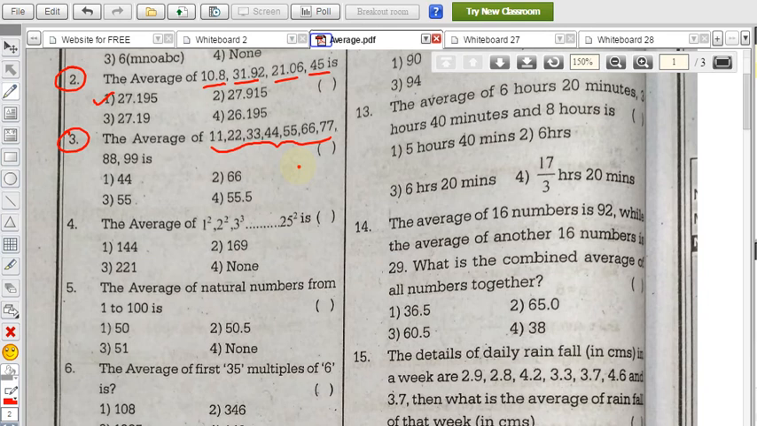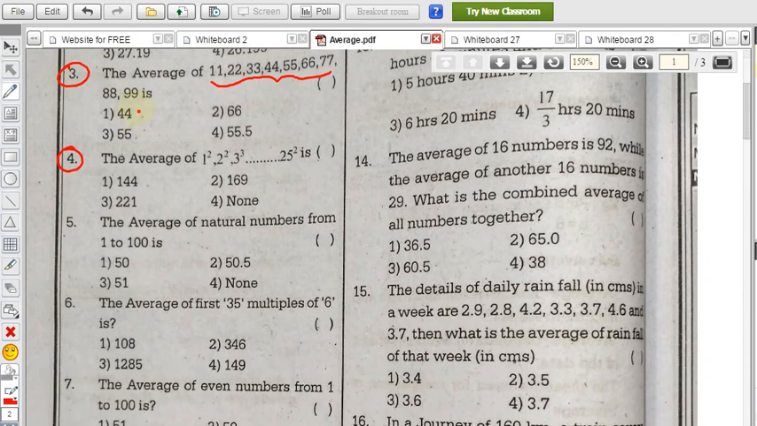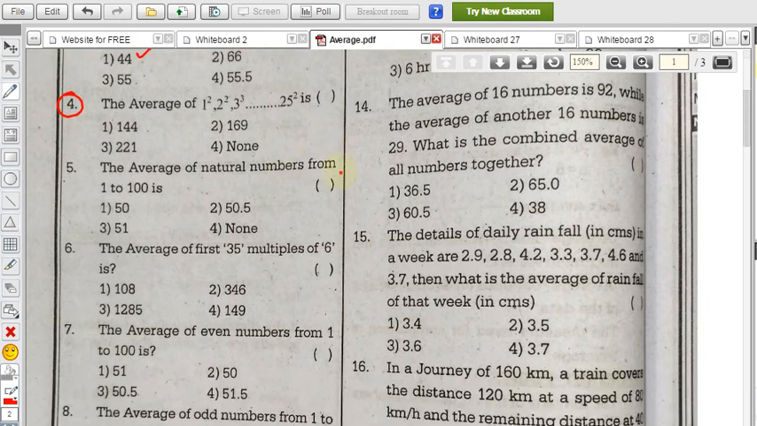444. Middle number is all getting like this. The average of 1 square, 2 square, 3 square, and so on up to 25 square. This is the average of squares of first n natural numbers formula. Hope you remembered. That is (n plus 1) into (2n plus 1) by 6.